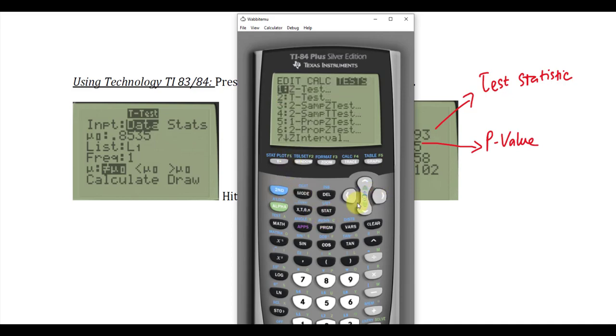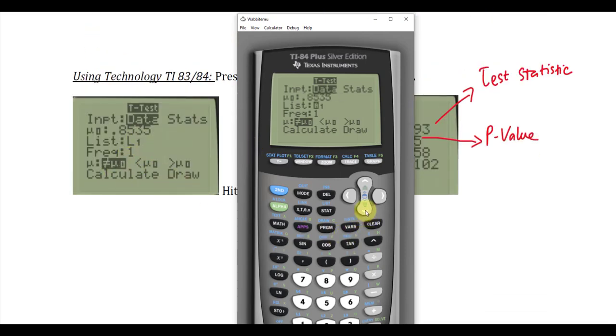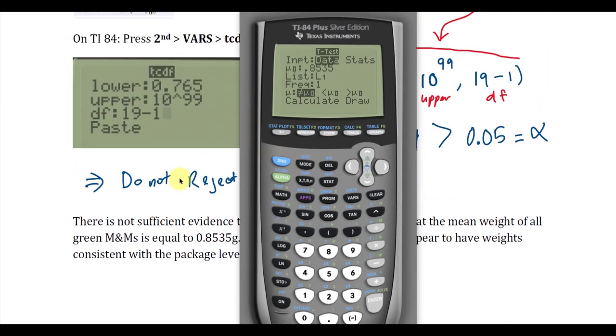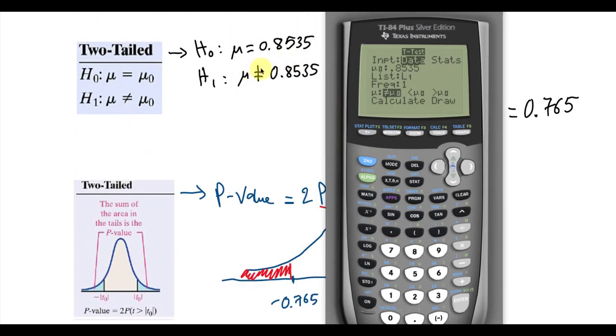Okay, just go back to the test, t-test. All right, so your assumption value is 0.8535. That is the mu naught value. This is the two-tail case, so you want to select the different side. This is your alternative hypothesis right here, the two-tails case. Okay, and then hit calculate.